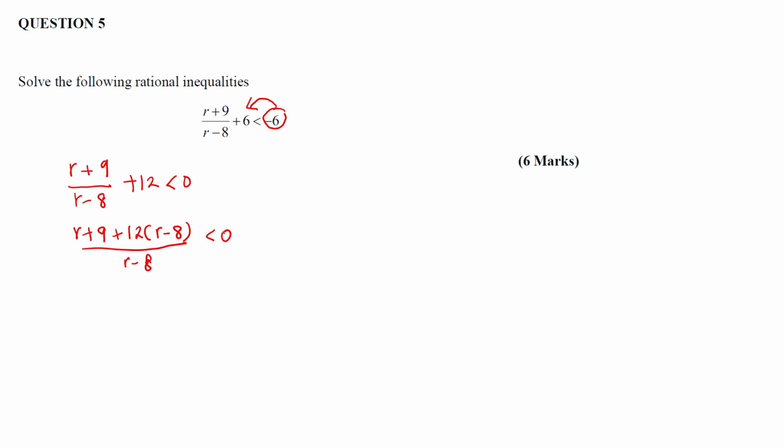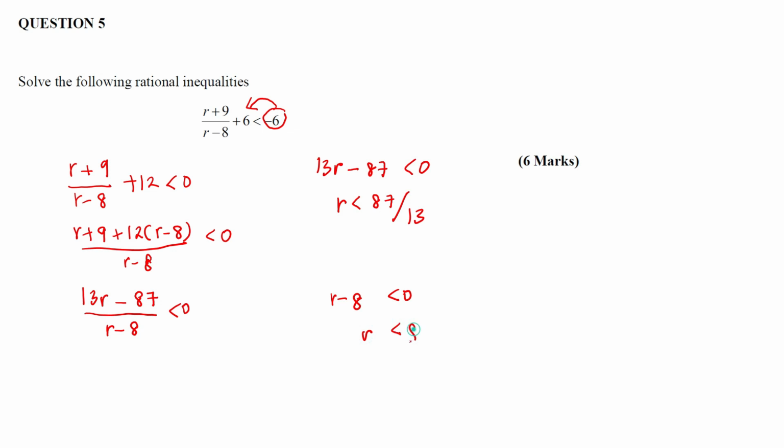less than 0. So we have 13r minus 87 over r minus 8 less than 0. So 13r minus 87 less than 0, and another one we have r minus 8 less than 0. So r is less than 87 over 13, r less than positive 8.